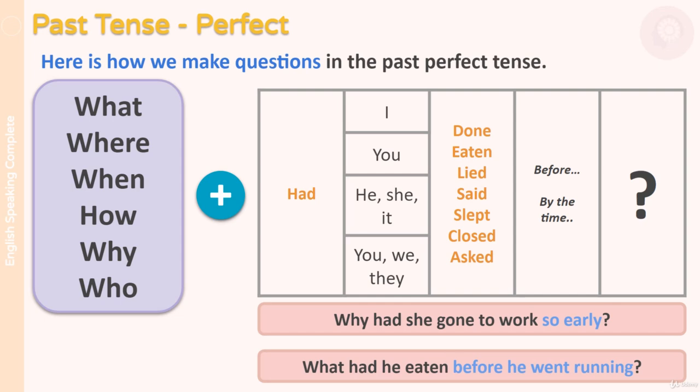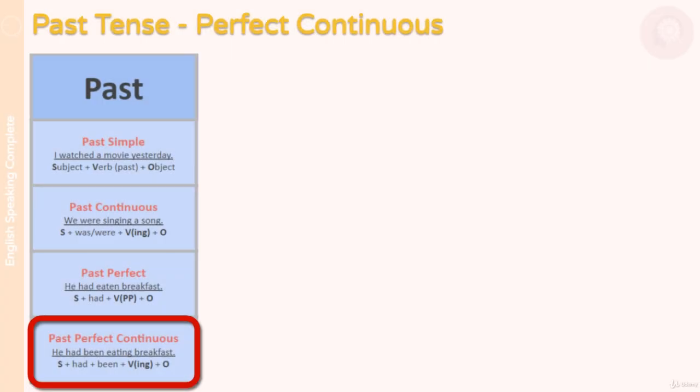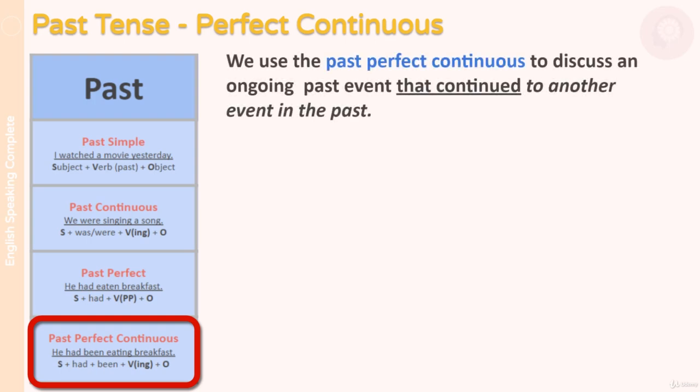What had he eaten before he went running? Never a good idea to eat so close to exercising. Okay, so let's move on to our second tense of the lesson, the past perfect continuous. He had been eating breakfast. Again, not so difficult in structuring and forming, but it's used slightly differently.